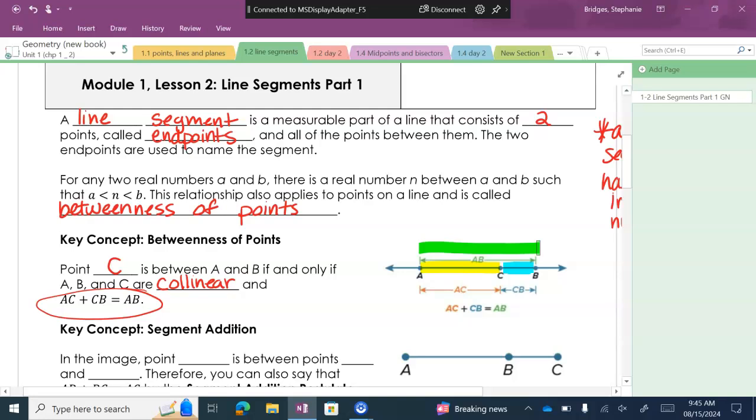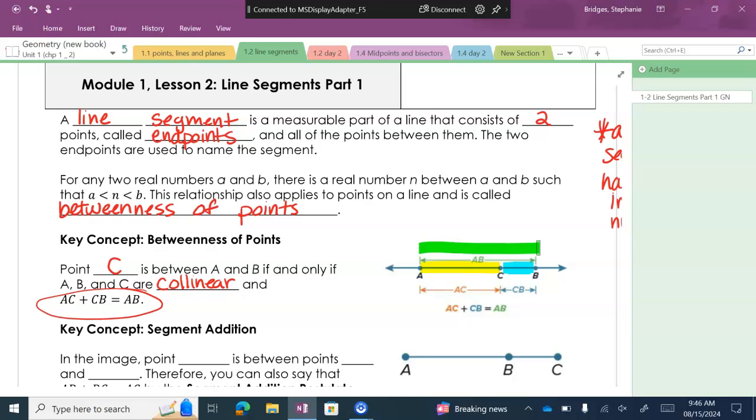Which is going to lead us into the next segment addition thing. Here's segment AC. Here's segment CB. If I put those together, I get AB, I mean. So AC, CB, putting them together makes a larger segment AB. Does that make sense? This is the segment addition postulate. I can take one segment, I can take another segment, I can add them together, and they create a larger segment.